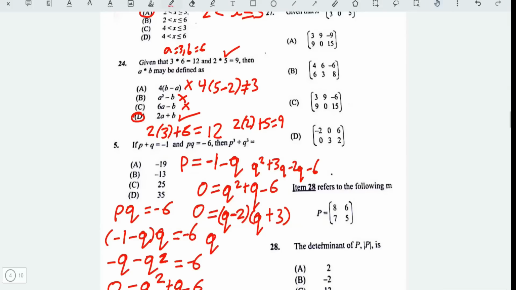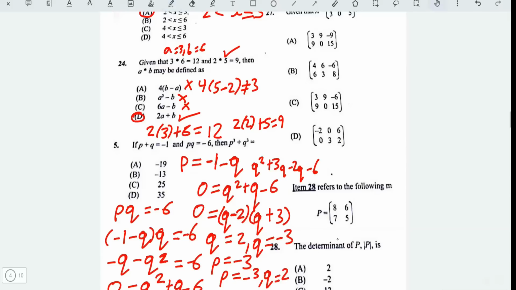So from that, we get Q equal to 2, or Q equal to -3. Now, if Q is 2, you're going to get that P is -1 minus Q. So -1 minus 2 is -3. So that's what P is. P is -3 and Q is 2.